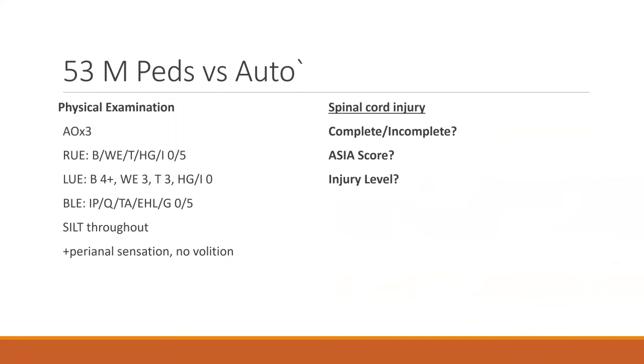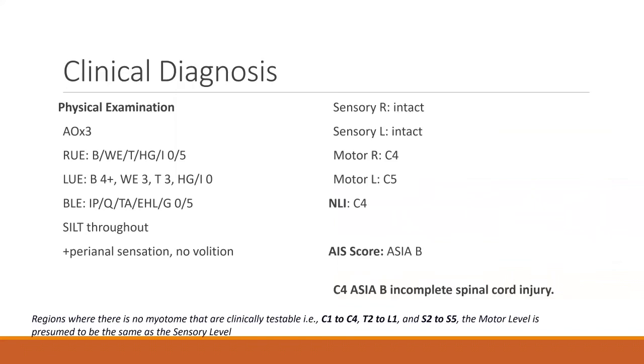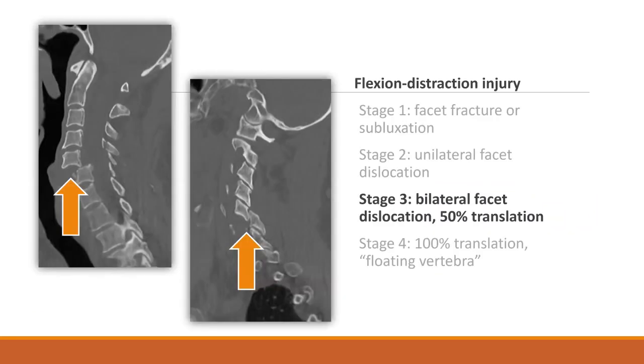So very briefly, 53 male, Peds versus auto. Physical examination: oriented ×3, completely flaccid in the right upper extremity, 4+ in the left bicep, 3 in the wrist, triceps, nothing within hand grips, nothing within bilateral lower extremities, sensation intact throughout, with perianal sensation, no volition. We can identify that this patient has a completely intact sensorium, a right motor level at C4, left motor at C5, the lesion at C4, and Asia B. So a C4 Asia B incomplete spinal cord injury.